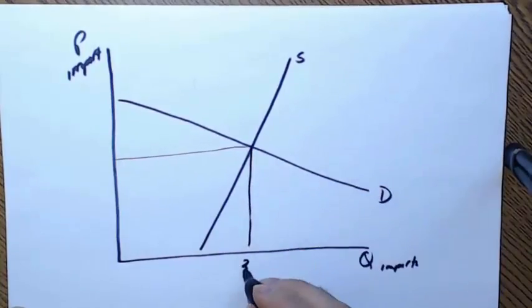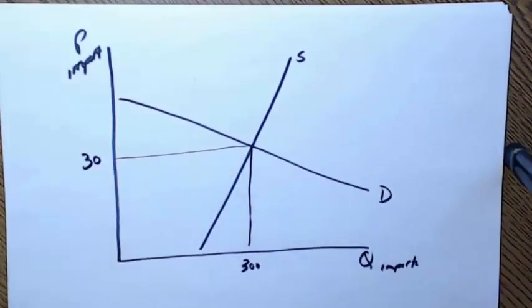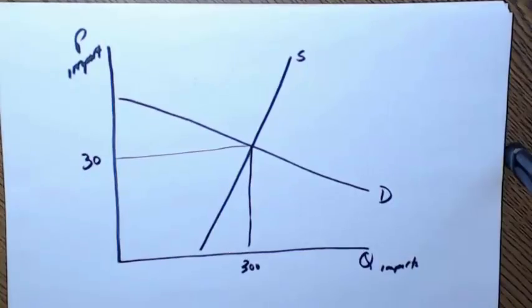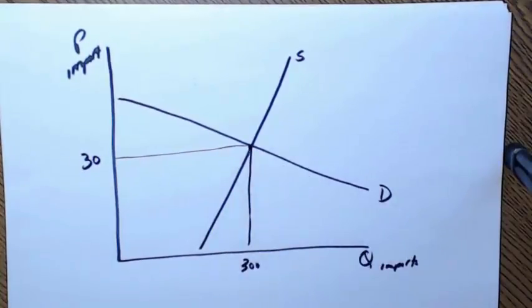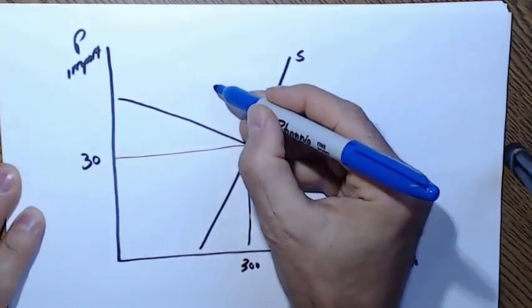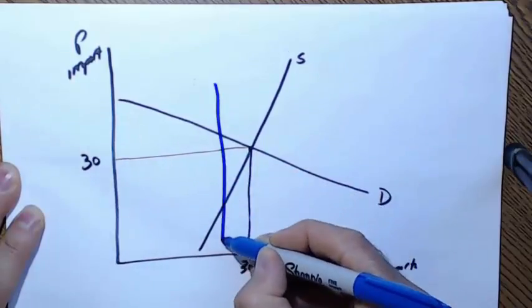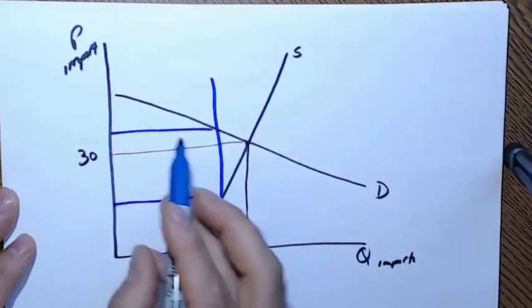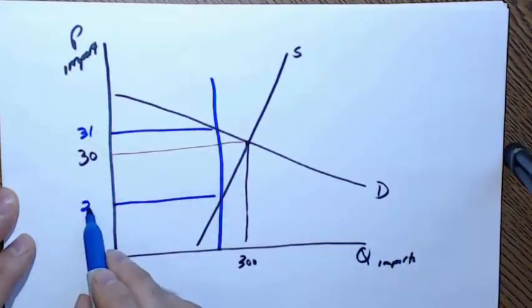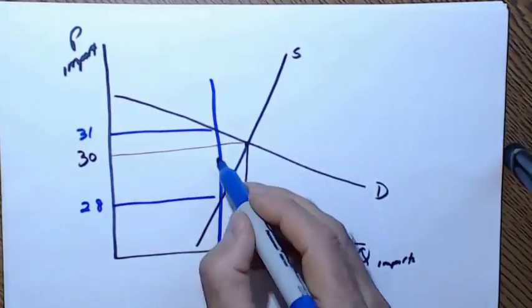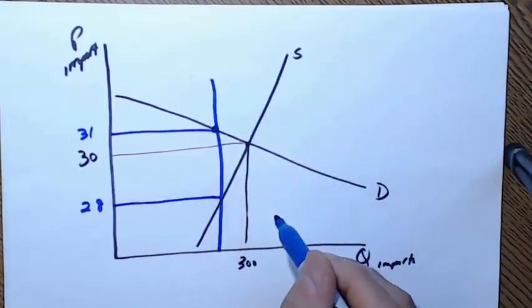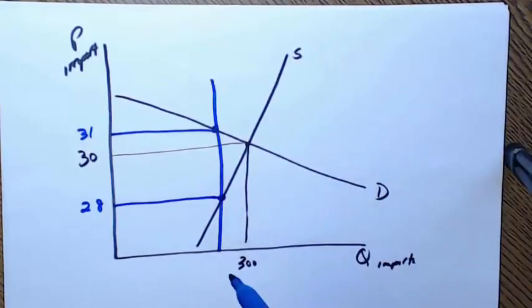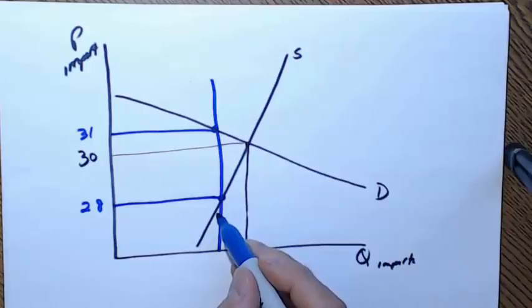So here we have 300,000. Here we have a $30,000 import price according to our table. So that's where we start off with equilibrium, and the $3,000 wedge that's going to be put in here basically shows up here. So this is the 31 and this is the 28. So consumers are going to be charged 31,000. The producers of foreign trucks will be receiving 28,000.